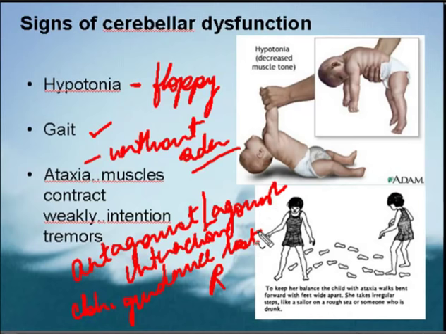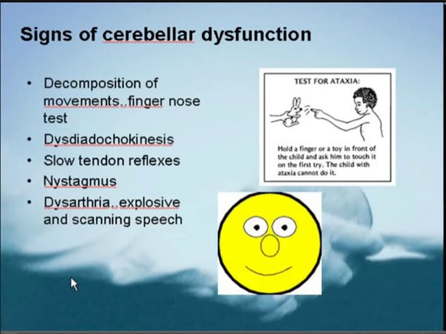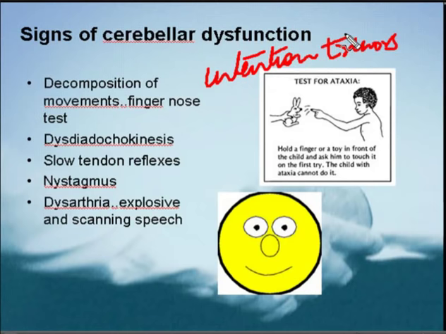Let's see the other problems that we have when we have cerebellar lesions. We have this decomposition of movements, which is what I just mentioned, the finger nose test. As the person approaches the nose, you can find their hands start to tremble, and these are known as intention tremors, because it looks like they are doing it intentionally, which they are not. And here in a child, if you hold a finger or a toy in front of the child and ask them to touch it, you'll see that the child with incoordination is unable to do it. They'll go all over on either side, and they'll never be able to go close to what you want, and that is known as past pointing.